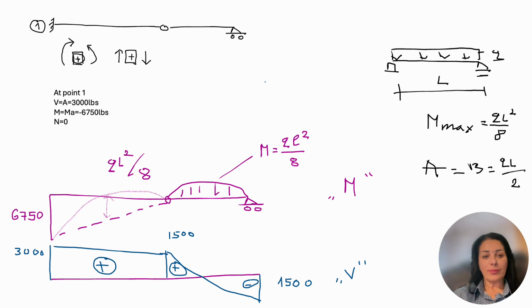Regarding shear, at point A we have 3,000. Then we said at point C we have minus 1,500. At point B, we have positive 1,500. So we connect the two. And again, we connect 3,000 and 1,500 for the shear. Since it is not a straight line, we connect the two like this, and you will get the shear forces.